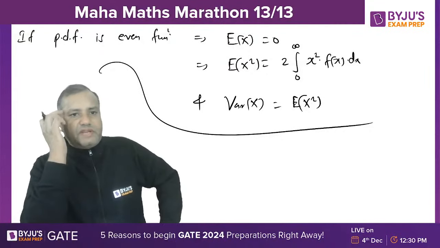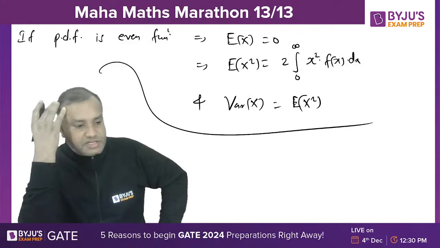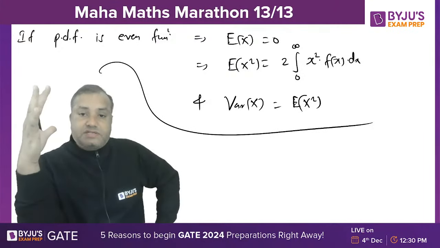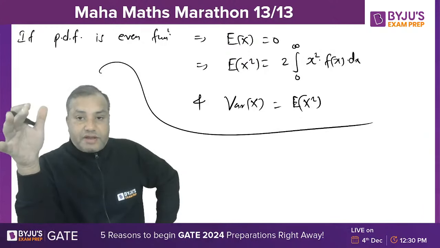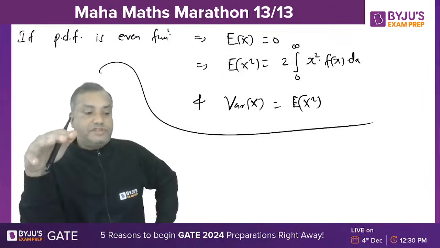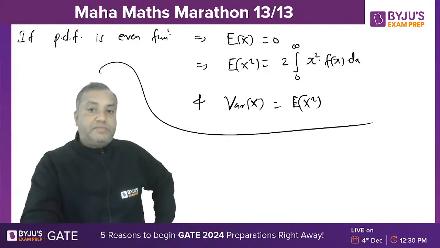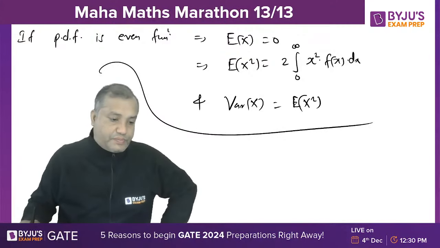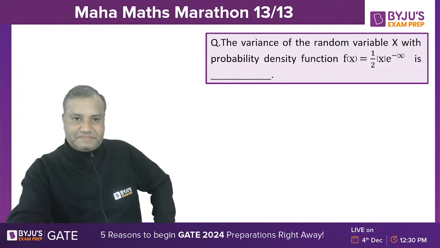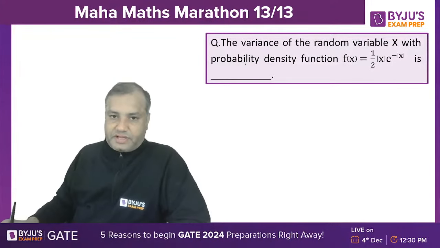If the probability density function is given as an even function, in that case, variance of x is expectation x square. The compact formula for expectation x square is 2 times the integral from 0 to infinity of x square f of x dx, and expectation of x, that is the mean value, is compulsorily 0. We'll talk about this after this question.